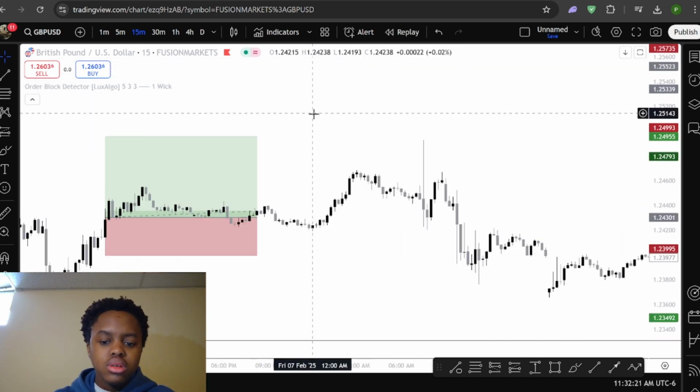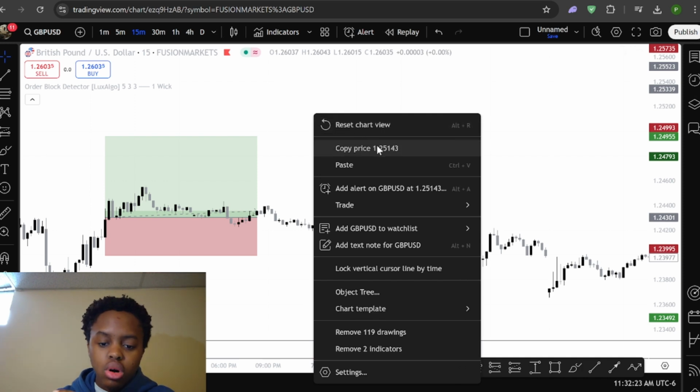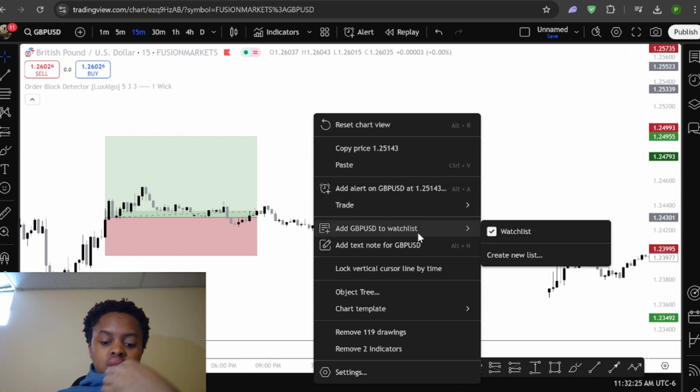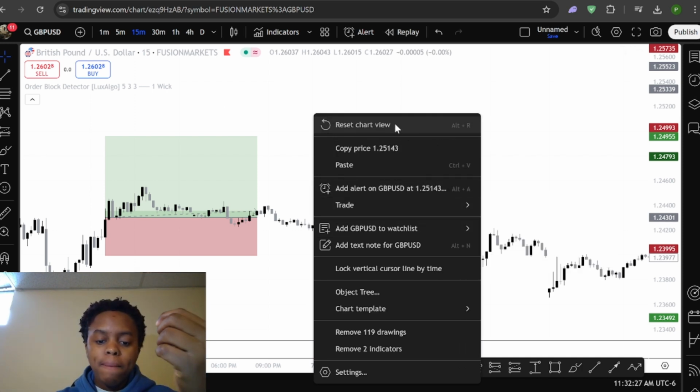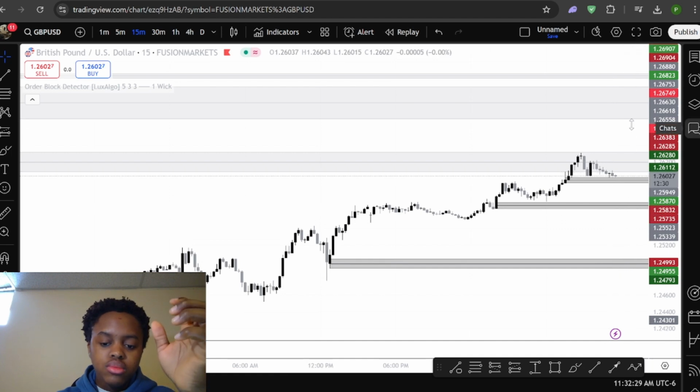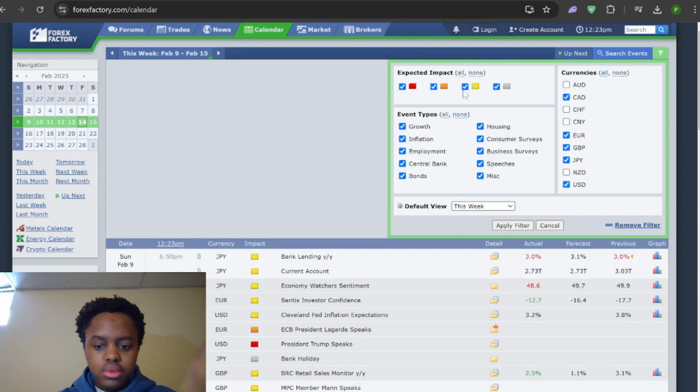So if you trade on a bank holiday, most times it's going to have a consolidation price movement. So yeah, let's go back.